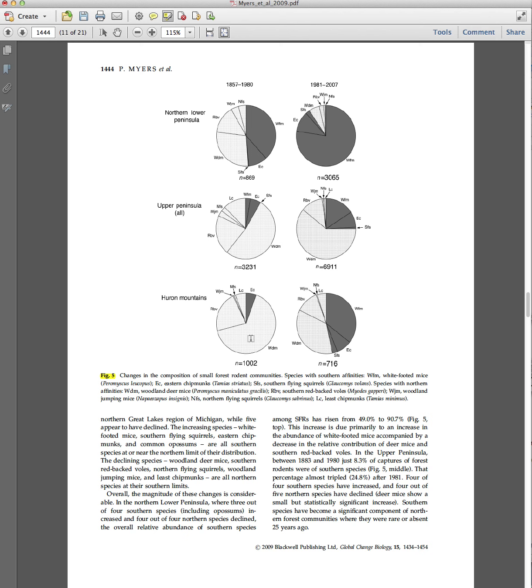The lighter color here is going to be northern species, and you can figure that out if you read the legend and highlight the different abbreviations for the different species. You need to do that kind of annotation to figure out what the figure means.